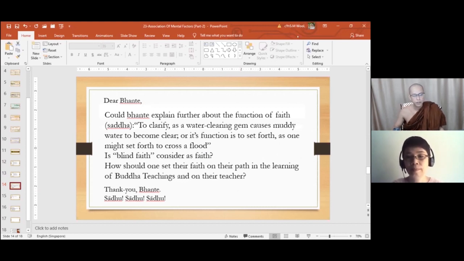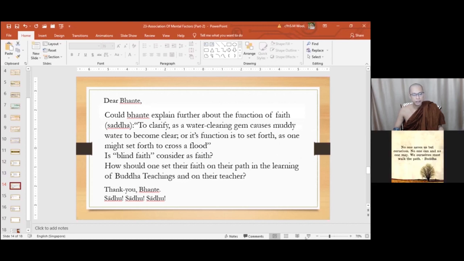Okay, about faith, you read the explanation, the complete explanation, from the Comprehensive Manual of Abhidhamma. It includes the function, manifestation and proximate cause too. But usually we focus on the characteristic. So it is better if you read all of them.